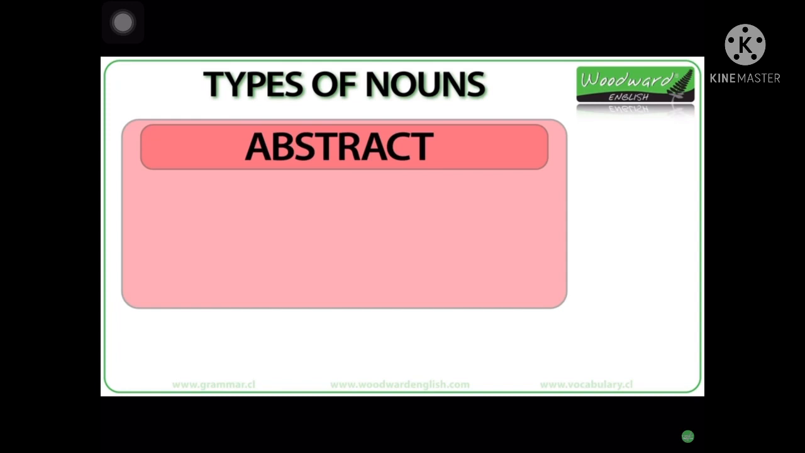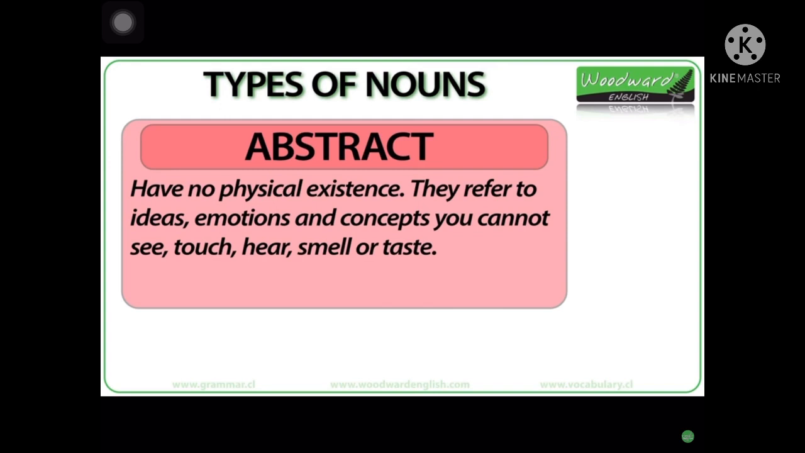Abstract nouns are the opposite of concrete nouns. Abstract nouns are nouns that have no physical existence. They refer to ideas, feelings, and emotions or concepts, so you cannot see, you cannot touch, you cannot hear, you cannot smell, or you cannot taste an abstract noun.